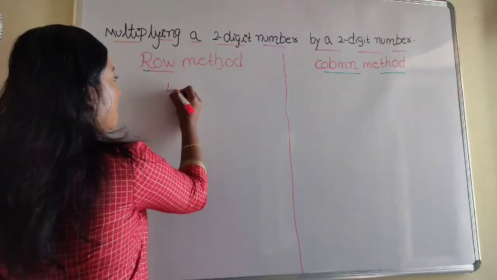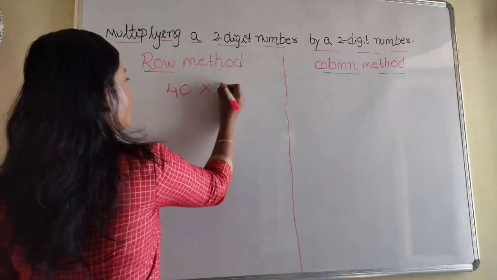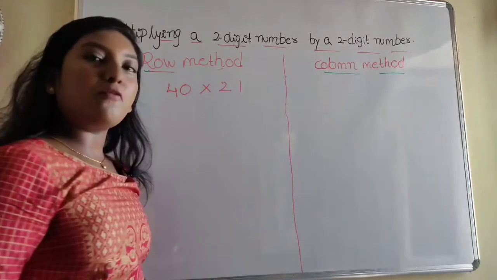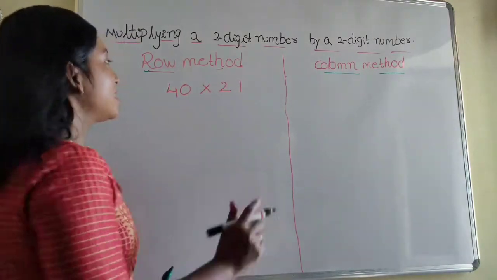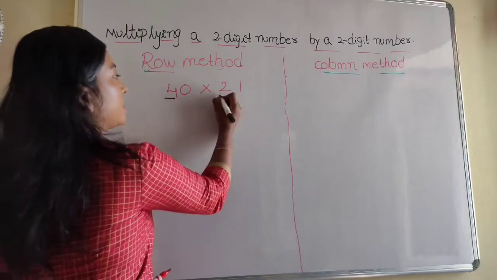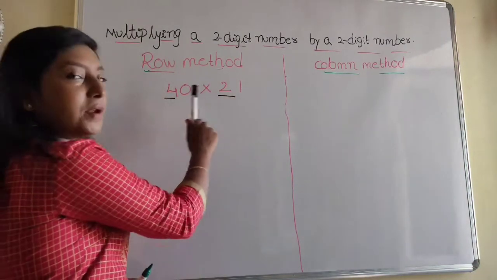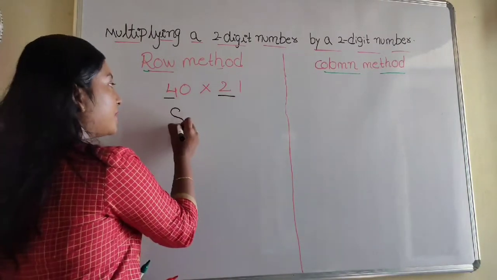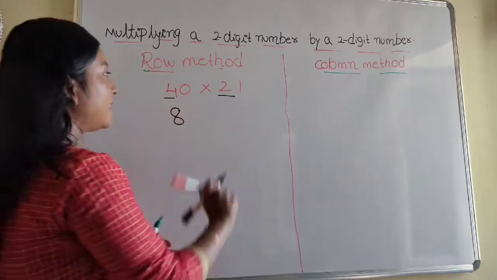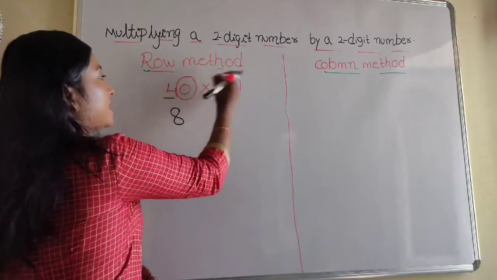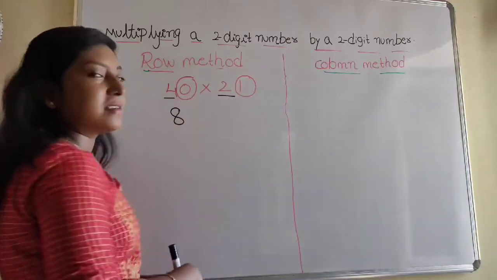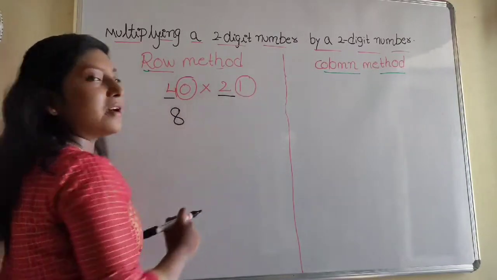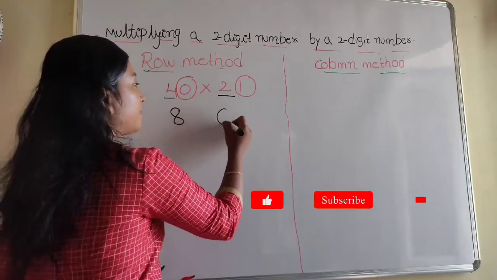Here I am taking 40 into 21. So, how do we multiply this within seconds? Start by multiplying the first digit and the first digit. So, 4 into 2 gives 8. Next, take the last digit and the last digit. 0 into 1 gives 0.